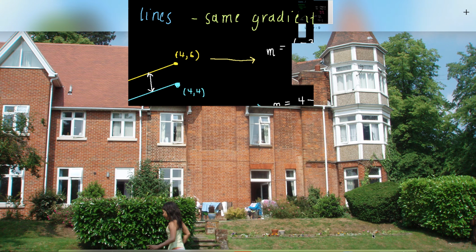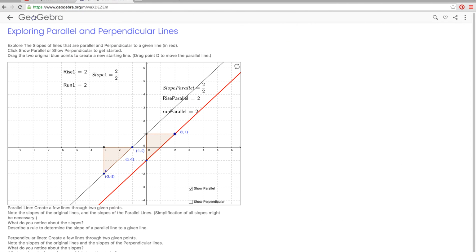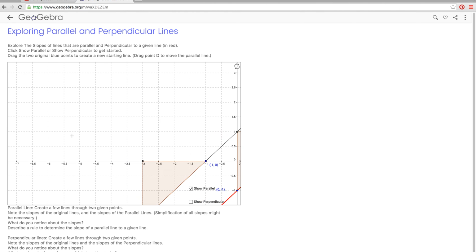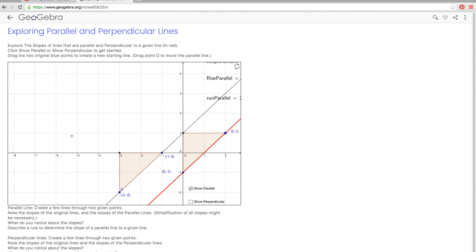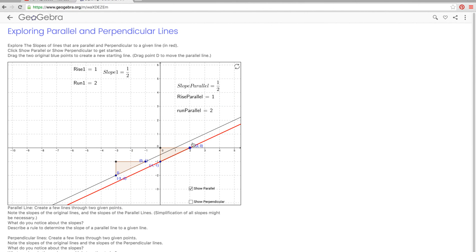I wanted to show you this with a few more. As you can see, I've got here an applet for exploring parallel and perpendicular lines, and it's pretty cool because I can move these lines around. I've got one line here and the slope is shown as 2 over 2, or 1. Same with the slope of the first line. Now I can just drag them. I've moved the two lines, but what do you notice? They're still parallel, obviously. The slope is 1 over 2 and also 1 over 2.